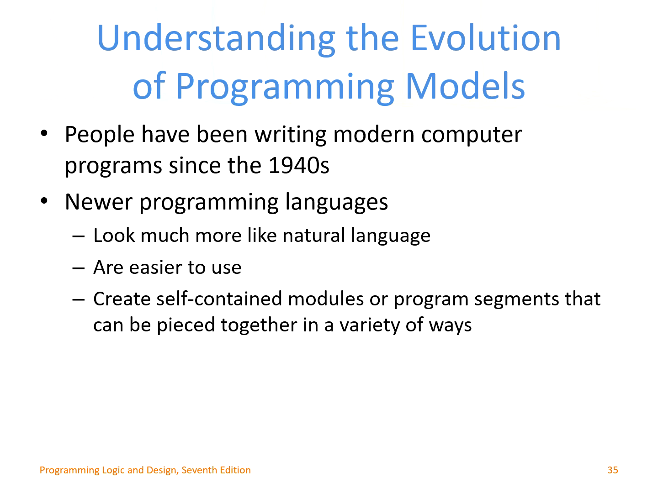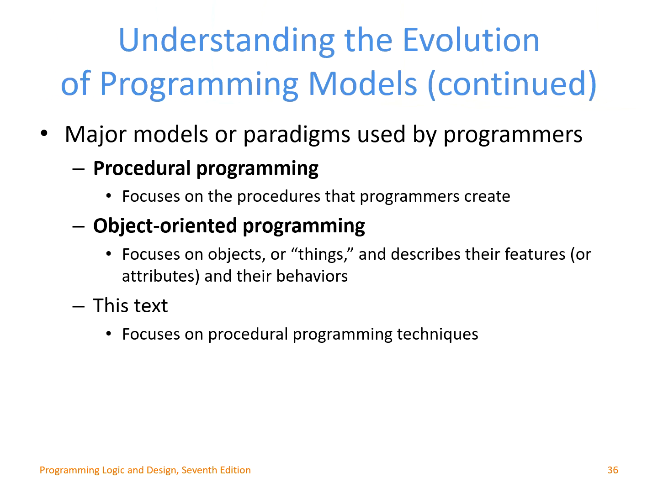Newer programming languages are easier to use and much more like natural language. Now, the major models or paradigms used by programmers are the following. First is procedural programming. This focuses on the procedures that programmers create. Another is object-oriented programming, or OOP, which focuses on objects or things and describes their features or attributes and how they behave.